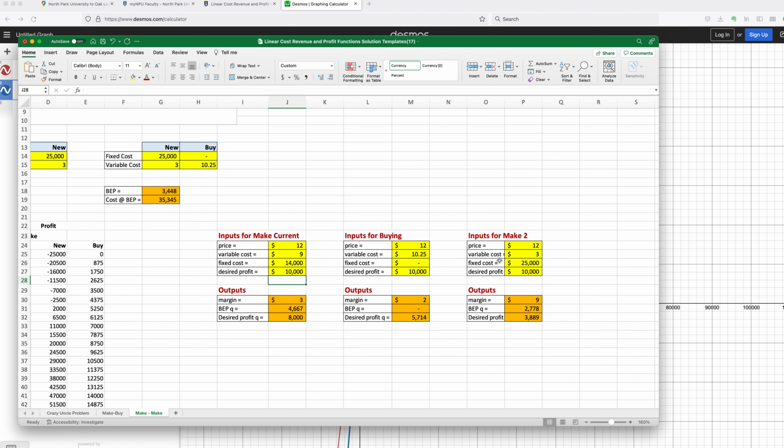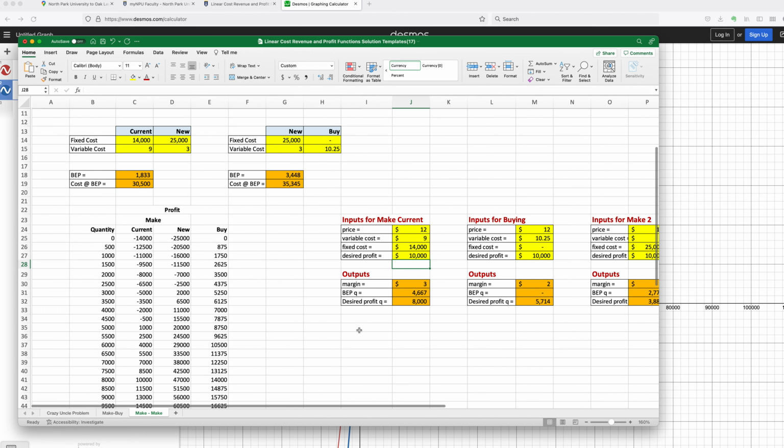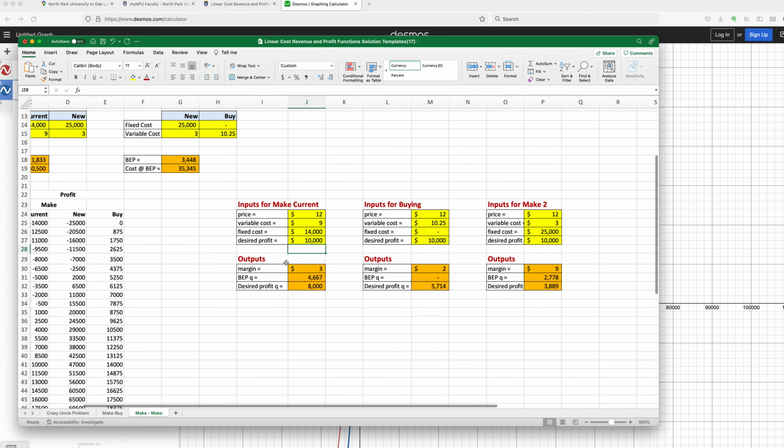So this make two has a lot of benefit pretty quickly. The current system is really not good at all. And buying is better to a certain point, but this make two is much better. So I can put it all together and answer all kinds of questions. I can create a table. I can copy my template from the first and answer questions about at what desired profit level is it better.